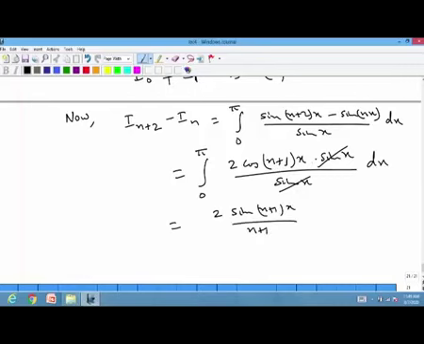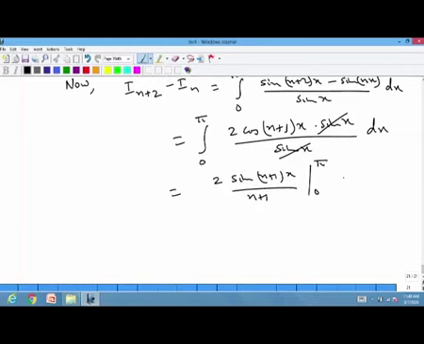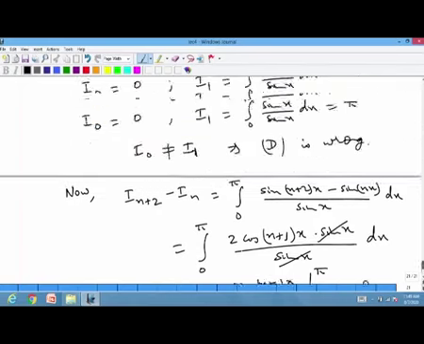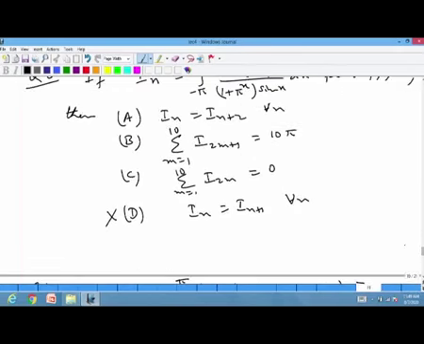by (n+1), between 0 and pi, which is equal to 0 because sine at any integer multiple of pi is 0. So, therefore, I_{n+2} is equal to I_n for all n. So, that is option A is correct.